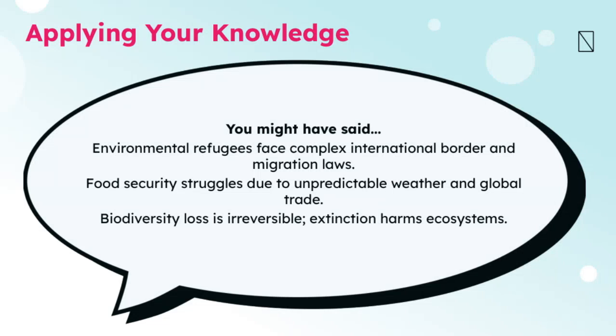You might have said that environmental refugees are the most difficult consequence to solve. That is a strong answer because migration involves complex international border laws, political tensions, and questions about responsibility. You might have said food security is hardest. That is also valid because food production is affected by unpredictable weather, drought, floods, and global trade networks.